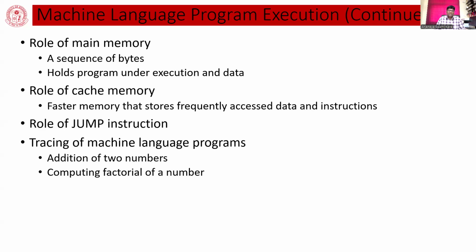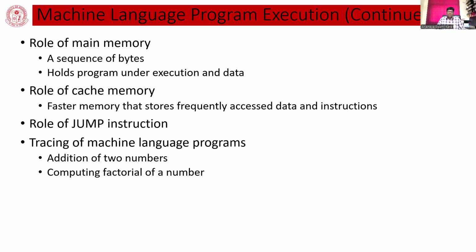Cache memory is attached to the central processing unit and is closer to the CPU. It is faster memory that stores frequently accessed data and instructions. As I told you, when you try to execute a program, the program is brought into the main memory. From there, instructions are fetched.